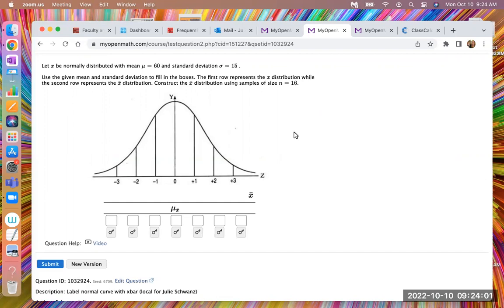Let X be normally distributed with mean 60 and standard deviation 15. Use the given mean and the standard deviation to fill in the boxes. The first row represents the X distribution, while the second row represents the X bar distribution, which they're using that notation for the sampling distribution of the sample mean. Construct the sampling distribution of the sample mean using samples of n equals 16.